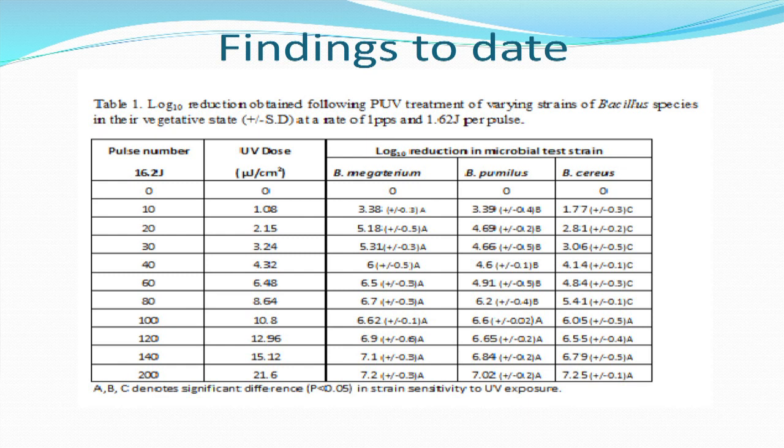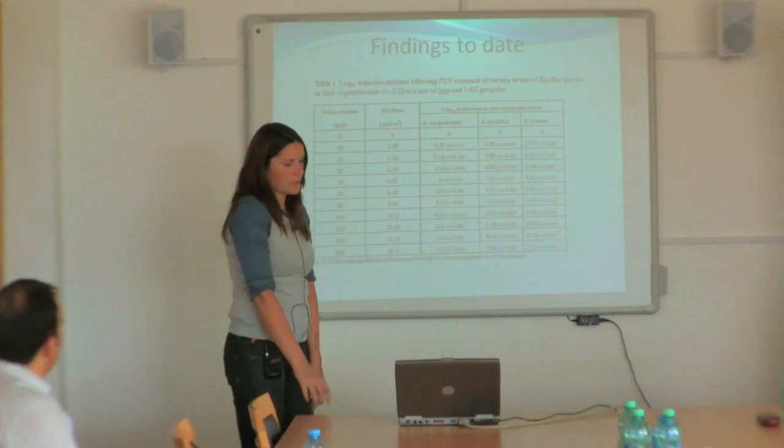and there was a reduced rate of inactivation in Bacillus cereus. So initially it looked like Bacillus cereus, the pathogenic strain, was going to be more resistant to UV treatment, but at higher doses of up to about 10.8 microjoules per centimetre squared, there was no significant difference in the strain sensitivity to pulsed UV light. So at doses equal to or more than 10.8, we had no difference in the treatment of Bacillus. That's in vegetative form.